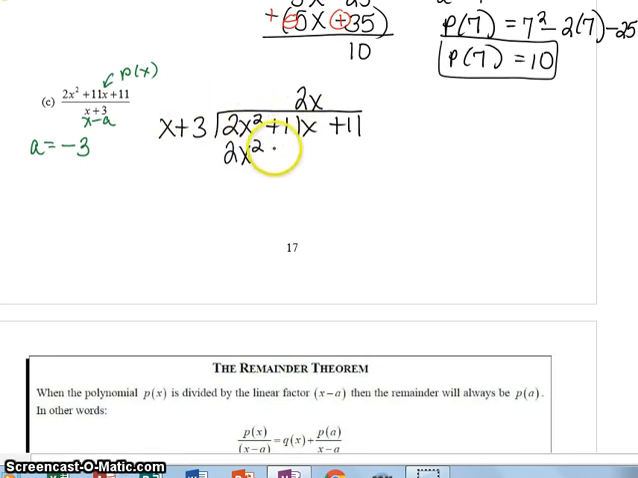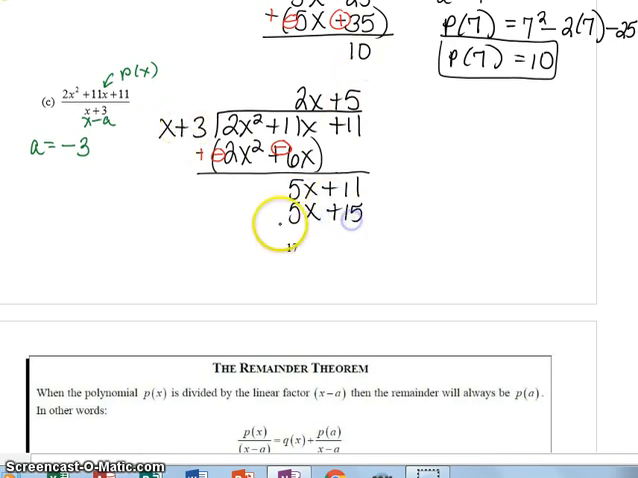2x times x, 2x squared. 2x times 3, plus 6x. Put it in parentheses, subtract, change all your signs. So I end up with just 11 minus 6x, which is 5x. Okay, drop down the 11 plus 11x. How many times can x go into 5x? 5 times. Why? Because 5 times x is 5x, and then 5 times 3 is 15. In parentheses, subtract, change all my signs. So this ends up with negative 5x, negative 15. Okay? I'm left with a negative 4 remainder.